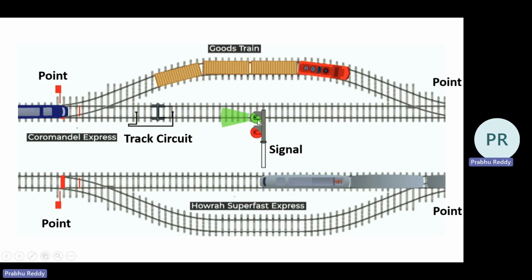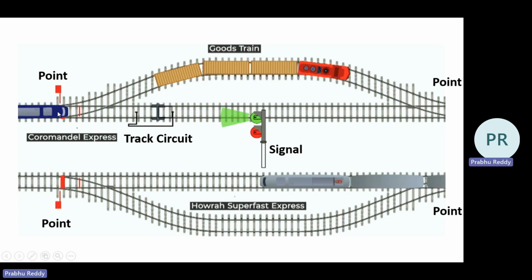Right now there is a green light. What does it imply? It implies that there is no occupant, no train occupying this block. What exactly is supposed to happen? This train has to move straight. It should not take the divergent route. The point is given the input that the green signal is there, and currently there is no train occupying this track.